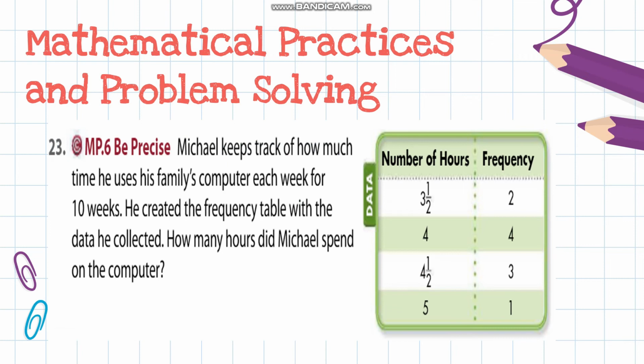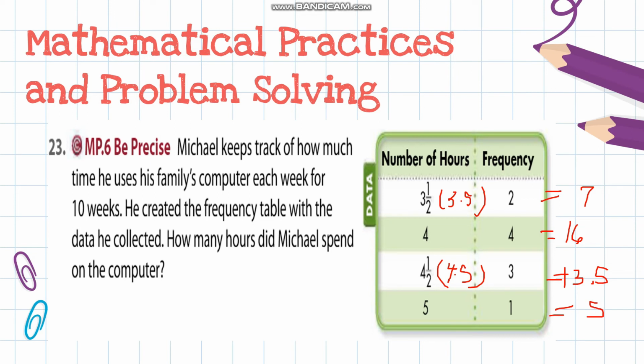For 23, Michael keeps track of how much time he uses his family's computer each week for 10 weeks. He created the frequency table with the data he collected. How many hours did Michael spend on the computer? So 3.5 means 3.5 if I'm going to change it into decimal form. And 4.5 means 4.5. So if I'm going to get the total number, 3.5 multiplied by 2 is 7. 4 by 4 is 16. 4.5 multiplied by 3 is 15. Regroup 1 is 13.5. And 5 times 1 is 5.